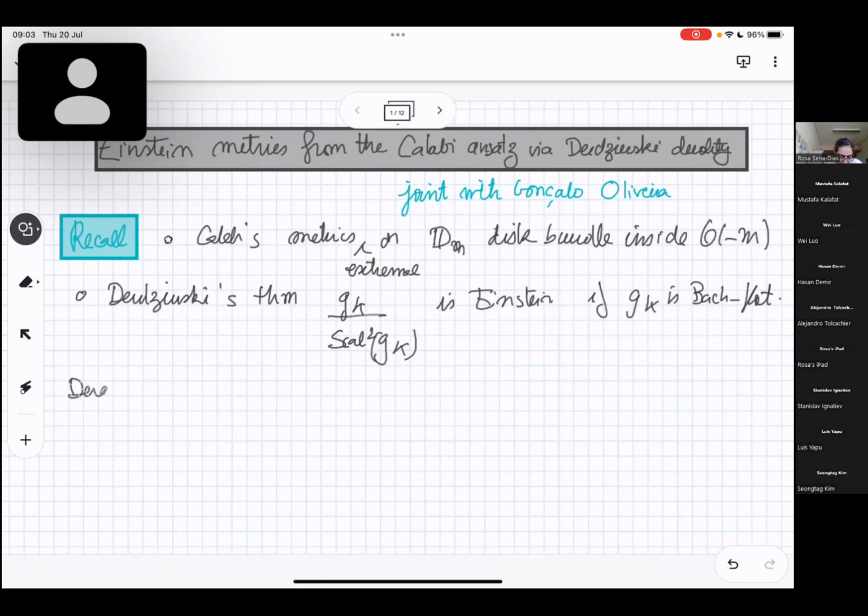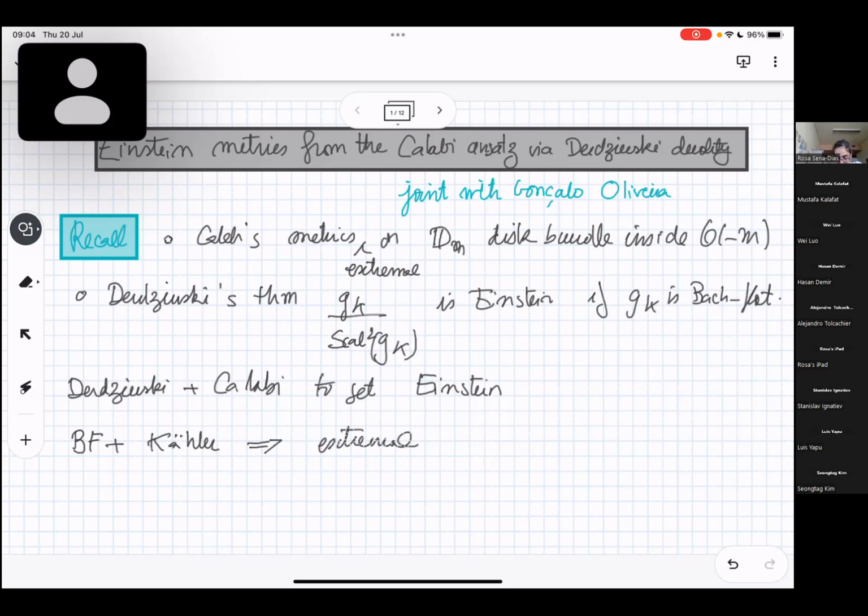So I want to use these two together. And why is there any hope of succeeding? Well, because as we have seen, Bach-flat plus Kähler implies extremal. So we have extremal metrics. Maybe some of them will be Bach-flat, and then we can apply Derdziński to those. That's the rough idea.